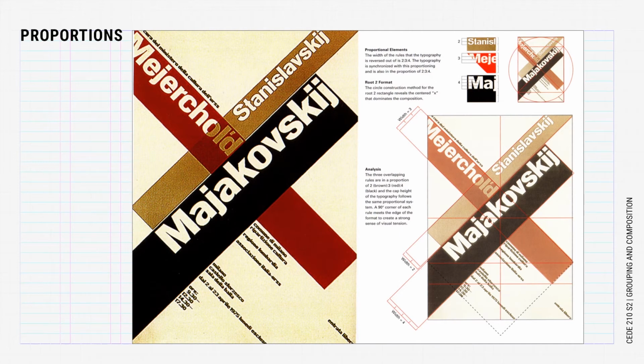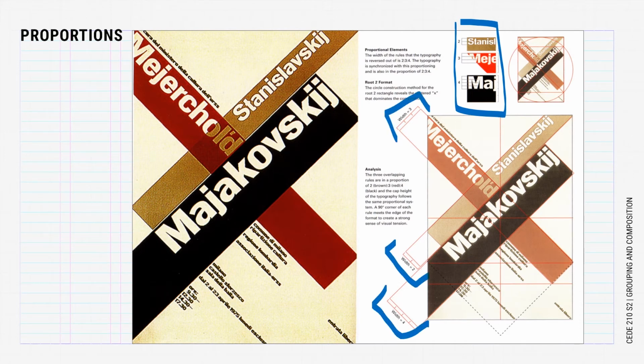We can also see how proportions work in graphic design. In this Mayakovsky poster, the text is all in proportion to each other in a scale of 2 to 3 to 4. The text sits in blocks which are double the size of the text, and all of this creates a sense of harmony in the design and pulls all the elements together. You can also take a closer look at this image and see how the placement of the text and proportion of the poster relates to or is dictated by the square inscribed within a circle.